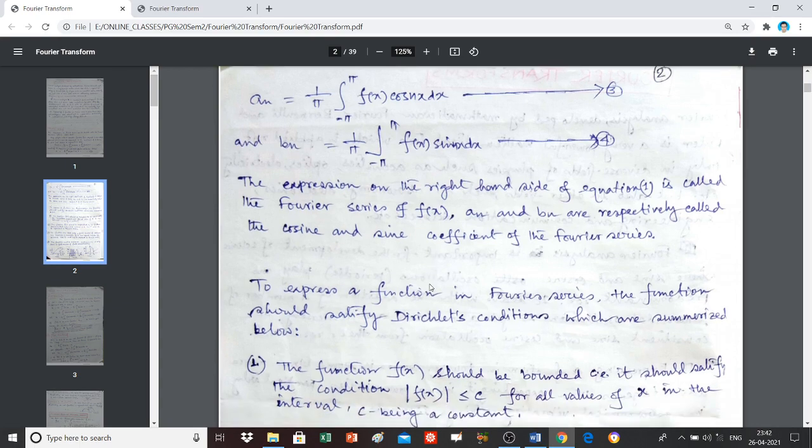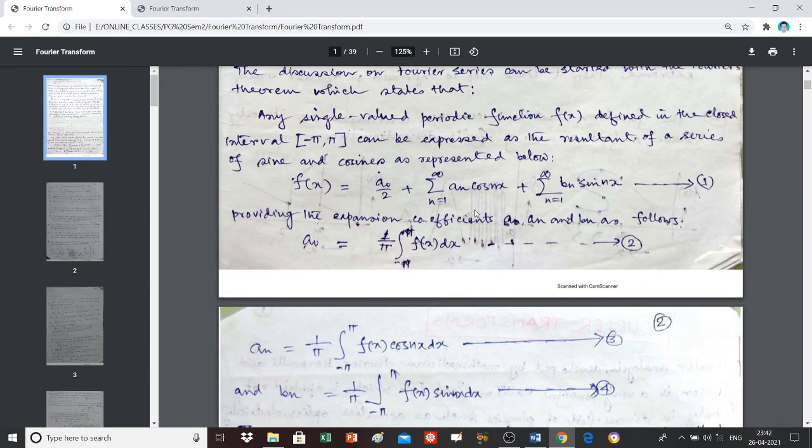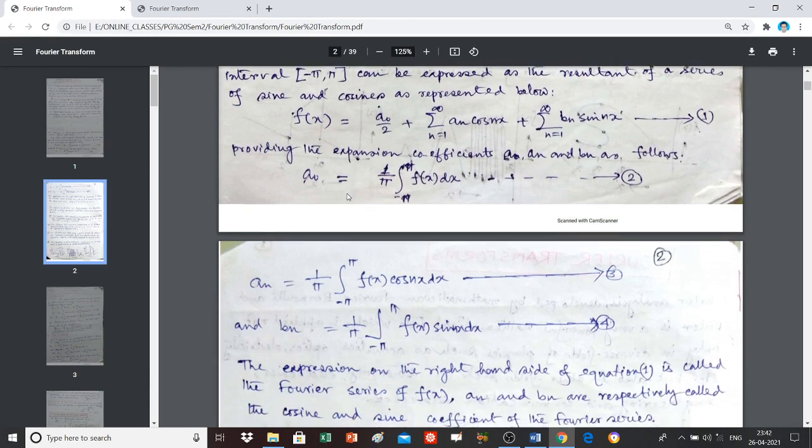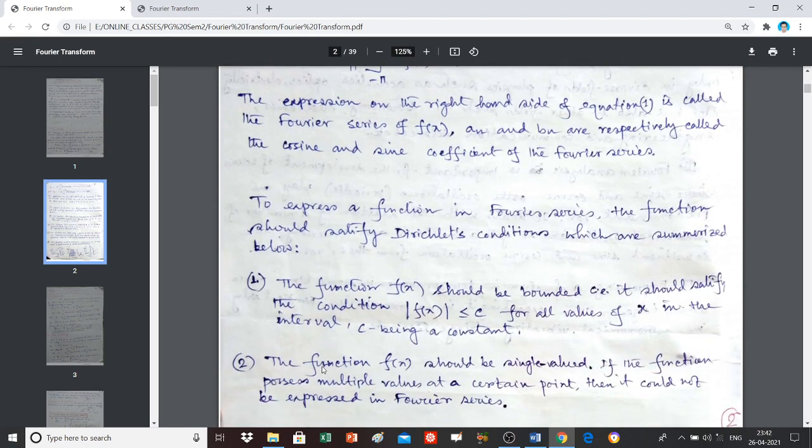And so now, to express a function in a combination of sine or cosine series, that is, to express a function in Fourier series, we need to follow the following conditions. Number one is that the function f(x) should be bounded. The function f(x), which we have to express in terms of sine and cosine series, should be bounded.